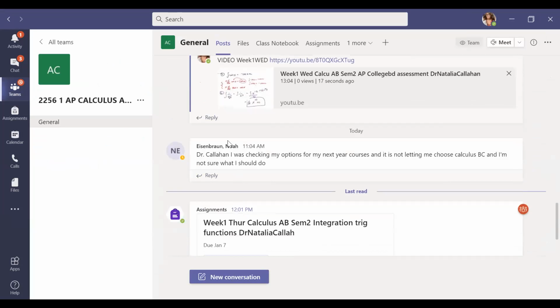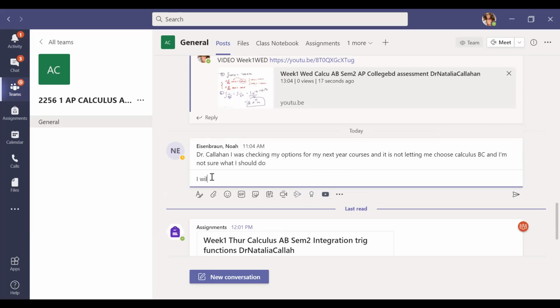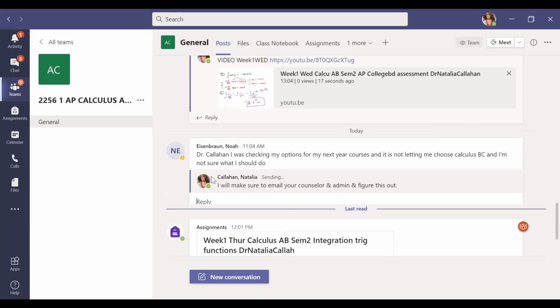I see that Noah went ahead and wrote this. He said, Dr. Callahan, I was checking my options for next year. It's not letting me choose Calculus BC, and I'm not sure what to do. I will make sure to email your counselor and admin and figure this out.